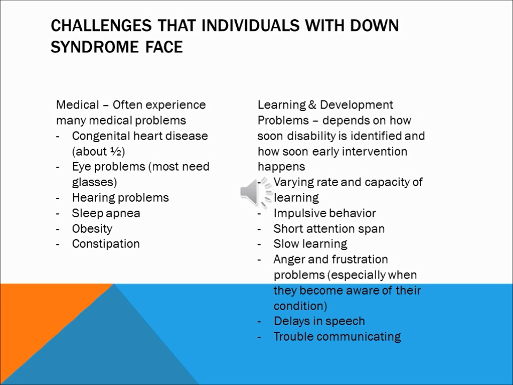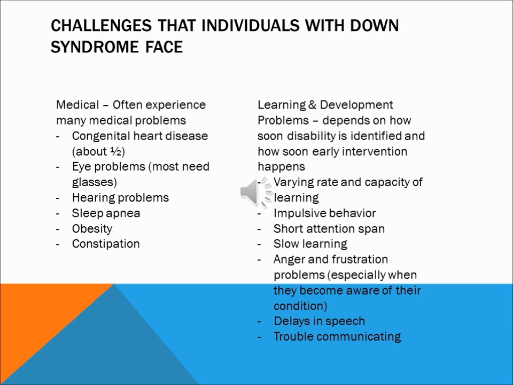Individuals with Down syndrome face a lot of challenges, both medically and in their learning and development. Some medical problems that they have are congenital heart disease. Nearly half of them will have this. Most need glasses because they have eye problems. They also have hearing problems, sleep apnea, obesity, and constipation.